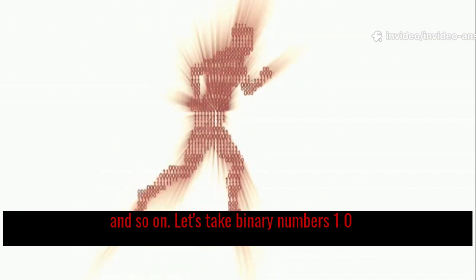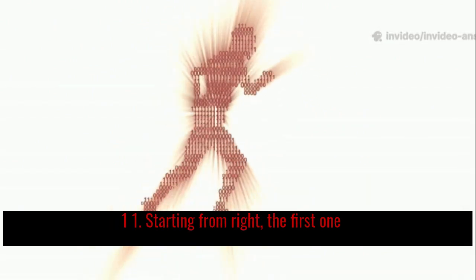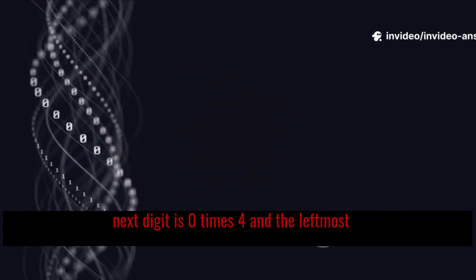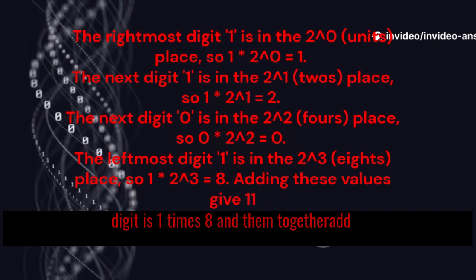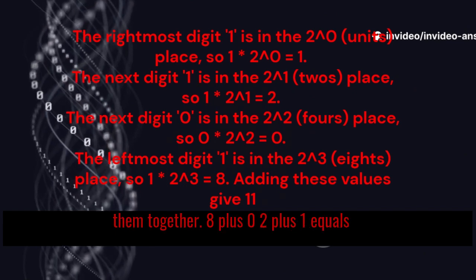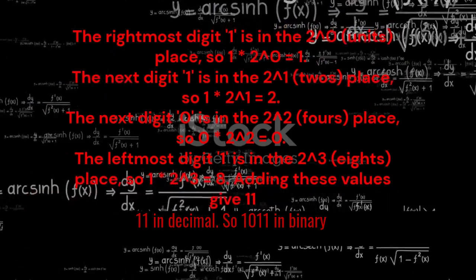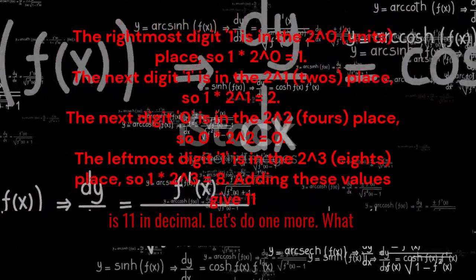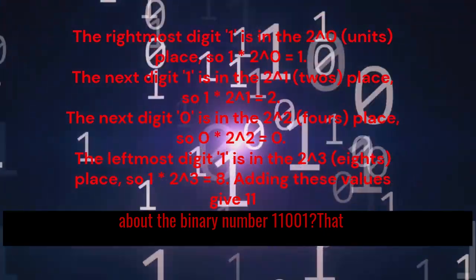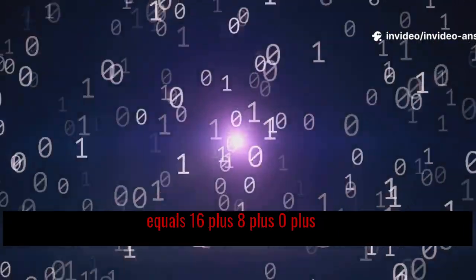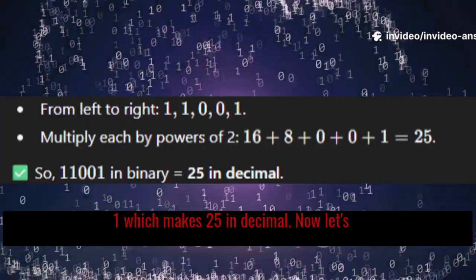Let's take the binary number 1, 0, 1, 1. Starting from the right, the first digit is 1 times 1, the next digit is 1 times 2, the next digit is 0 times 4, and the leftmost digit is 1 times 8. Add them together: 8 plus 0 plus 2 plus 1 equals 11 in decimal. So 1011 in binary is 11 in decimal. Let's do one more. What about the binary number 11001? That equals 16 plus 8 plus 0 plus 0 plus 1, which makes 25 in decimal.